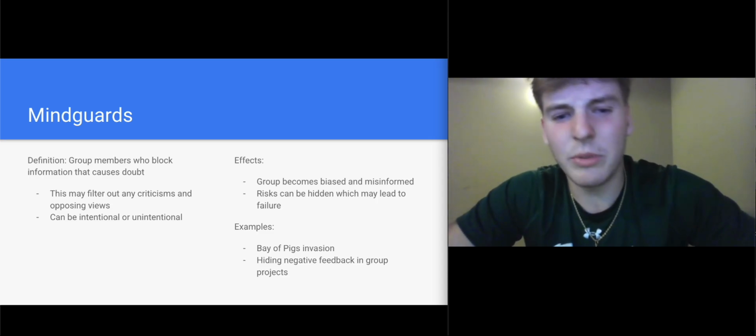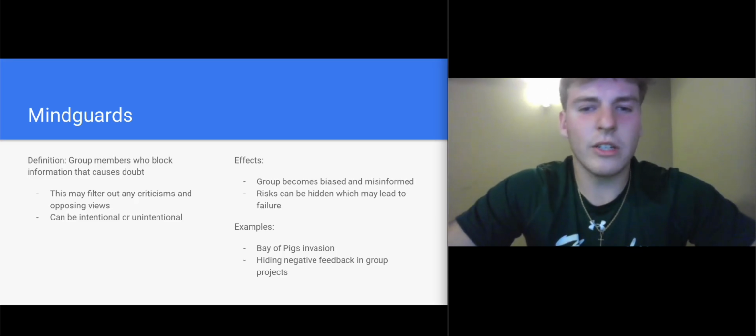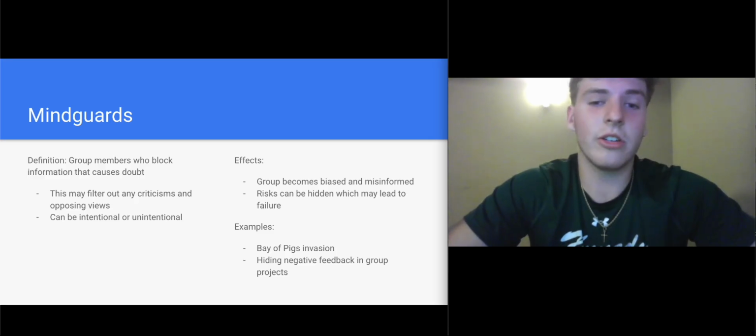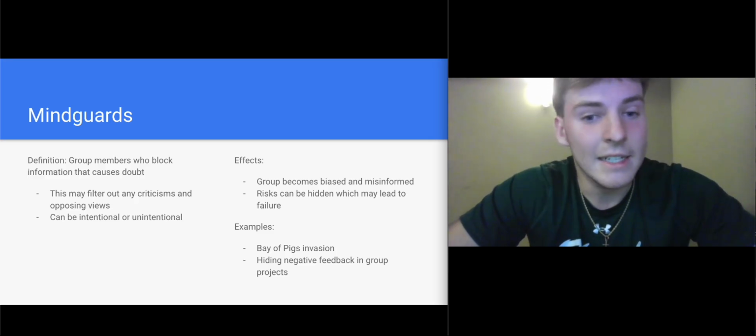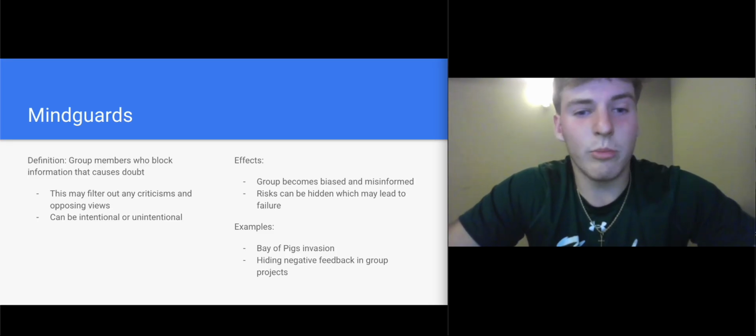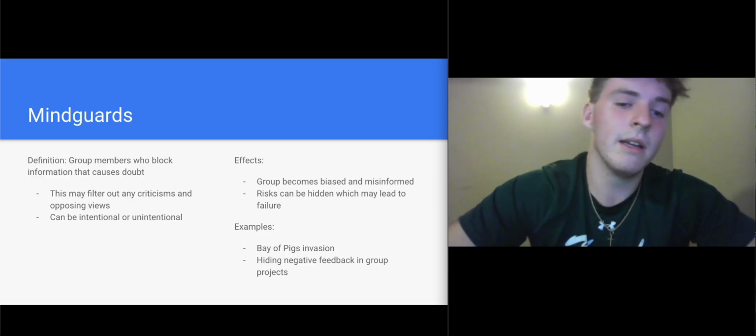Some everyday examples would be in a group project, one student deletes feedback from a teacher since they don't want the group to change direction or maybe lose progress. Another one may be a friend refuses to tell the group that an event they're planning has a major scheduling conflict because they don't want to ruin the hype.